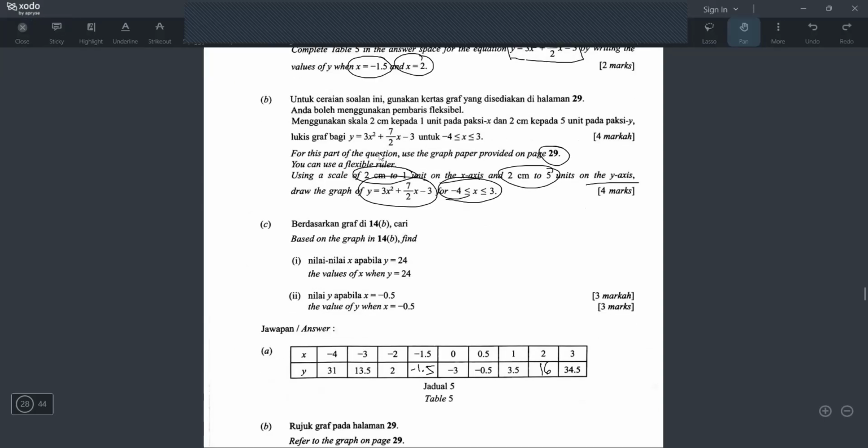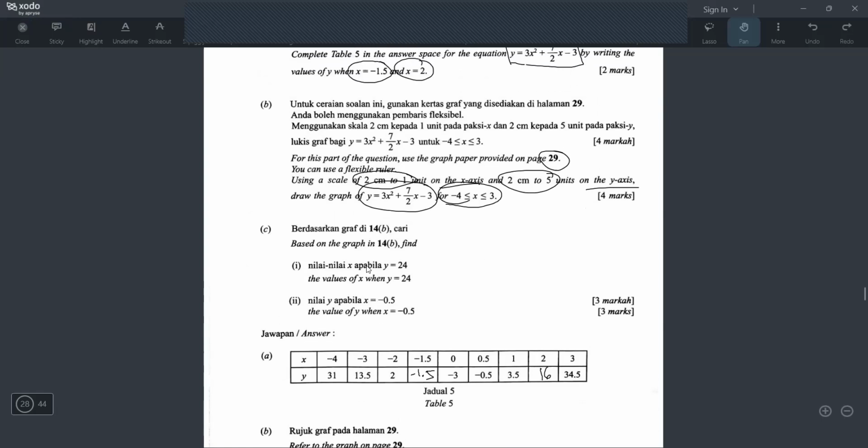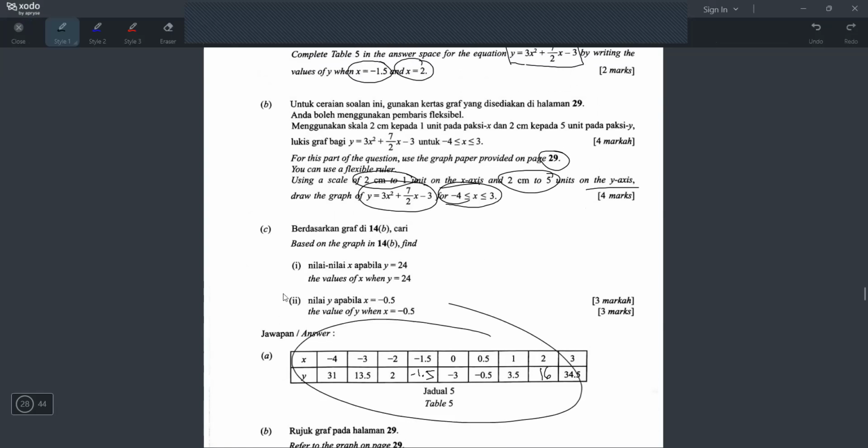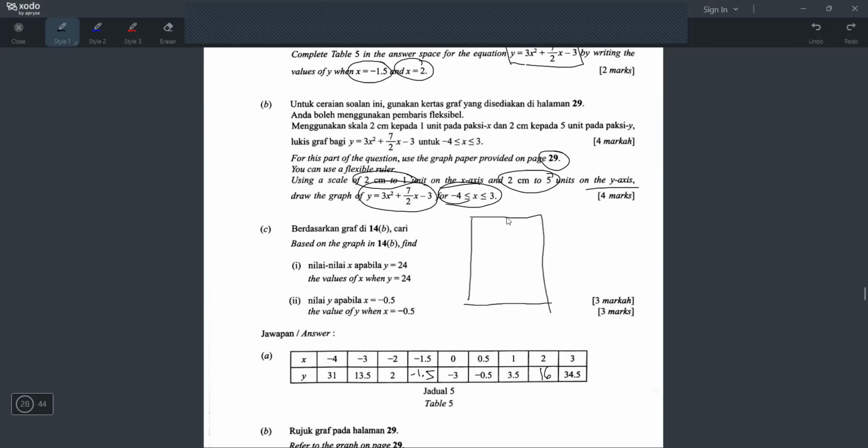Okay, but let's look at the scale first. 2 cm to 1 on x-axis, 2 cm to 5 unit on y-axis. But look at your table. There is a negative value, right? So if there's negative value, you have to be careful, right? So imagine this is your graph paper, right? Where you should draw your y-axis.